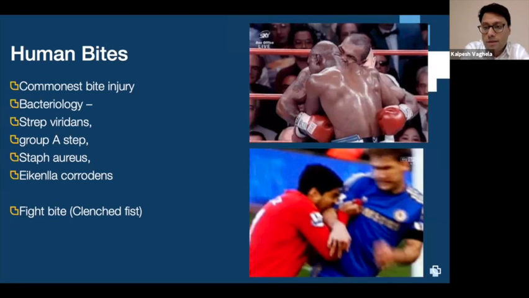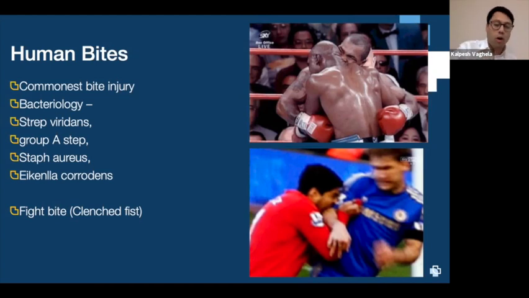And the thing with human bites is that they've got some really horrible organisms which can cause quite nasty infections. So there are things like Strep viridans and Staph aureus, which are commensals, but also live within the mouth. And there are specific organisms that we see in humans, such as Eikenella, which you might get asked in some sort of MCQs. So you need to be aware of that. So bites are quite nasty injuries, especially human bites.